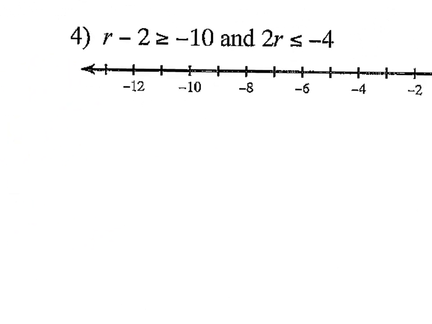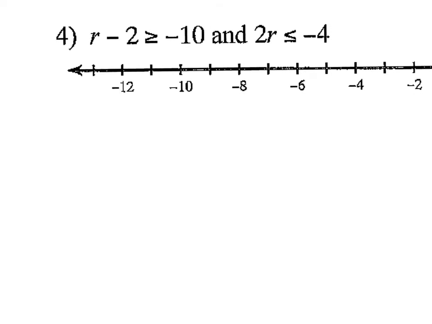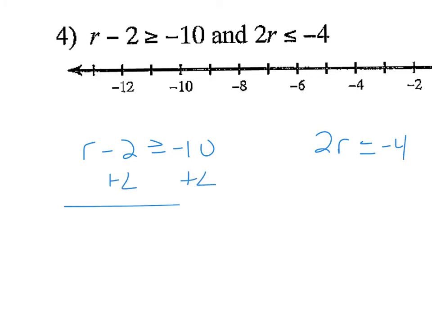So now this one's already broken up. It's individual, so we're going to go ahead and just solve them individually. So I'm going to just rewrite them down here a little bit. All right, so now on this, I'm going to add the 2 over. So I get r is greater than or equal to negative 8. On this one, I'm going to divide by 2 and get r is less than or equal to negative 2.